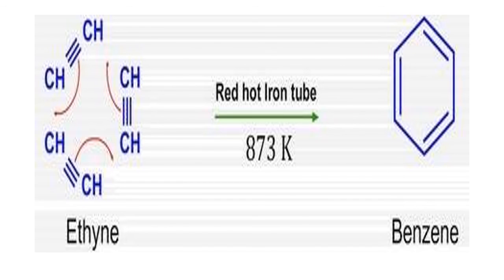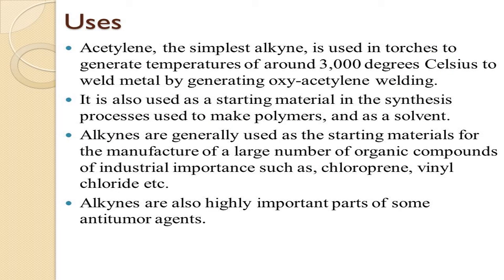Okay, now we'll go for the uses of especially ethyne, or in general alkynes. Acetylene, the simplest alkyne, is used in torches to generate temperatures of around 3000 degrees centigrade to weld metal by oxyacetylene welding. In cylinders they mix acetylene. When that acetylene comes in contact with oxygen, an enormous amount of energy is given due to combustion. That enormous energy is used to weld the cracked metal pieces.